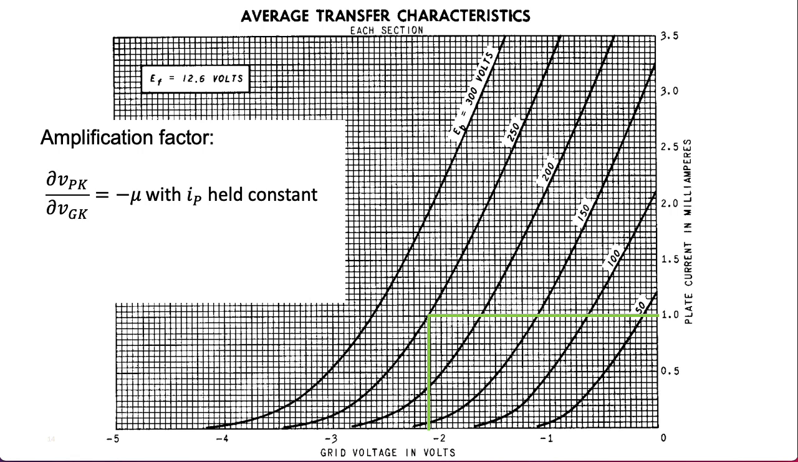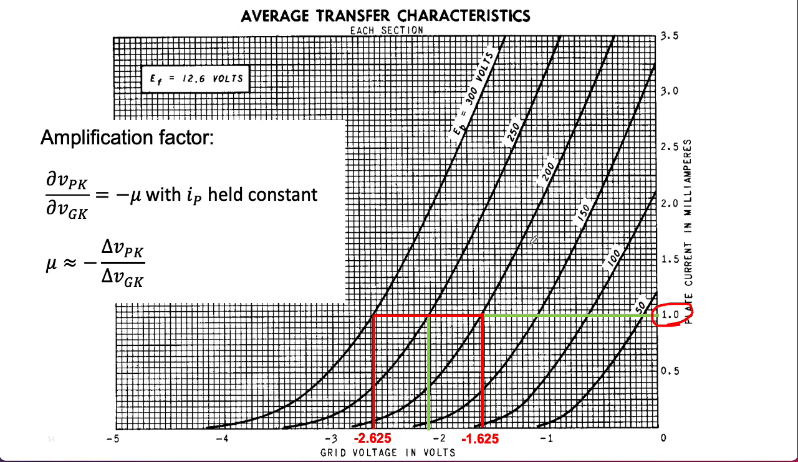So here's one of those transfer characteristic graphs, and what we'll do is we'll approximate mu as being a finite difference of the plate to cathode voltage over a finite difference of the grid to cathode voltage. So here's our operating point, a plate current of 1 milliamp, and we have a grid to cathode bias point of minus 2.1 volts. And the easiest thing to do here is to actually look at the curves that are drawn on the plot for us already.